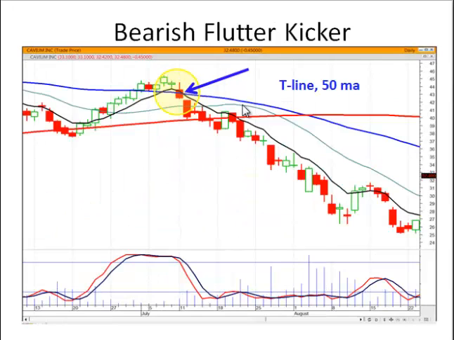And knowing what the ramifications of a kicker signal are, or a flutter kicker signal, and also knowing the ramifications of a close back below the T-line and the 50-day moving average and stochastics rolling over, we can now assess that this is a very strong short situation. We could be going short here until we see a candlestick buy signal and a close back up above the T-line.